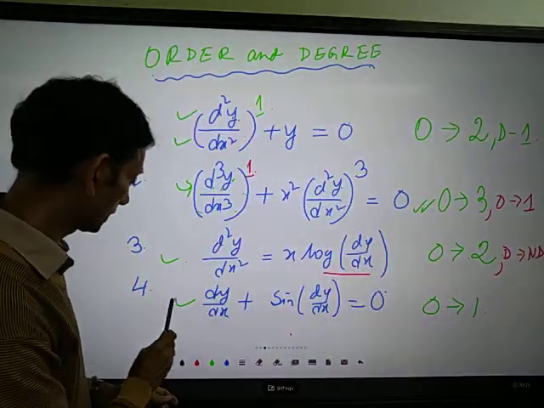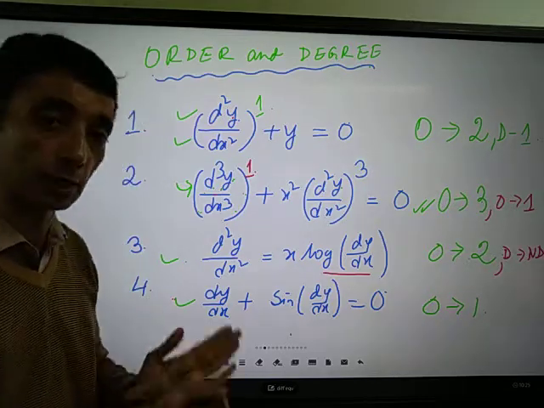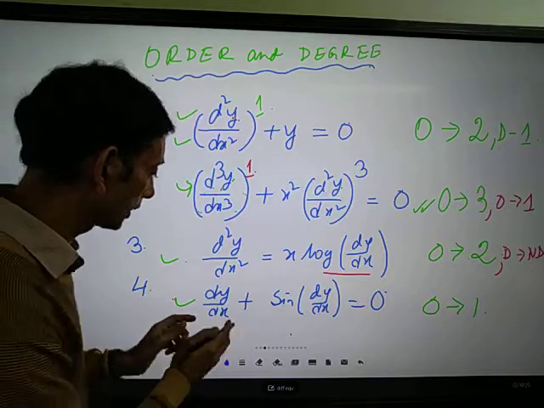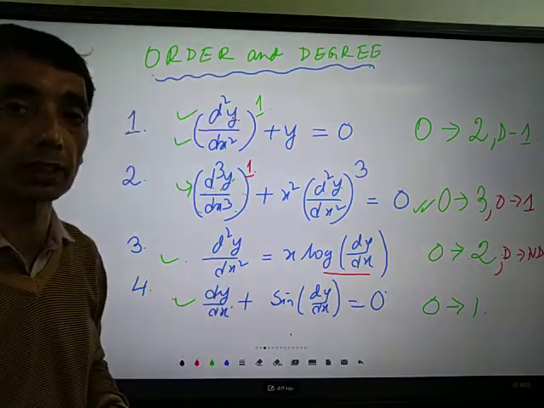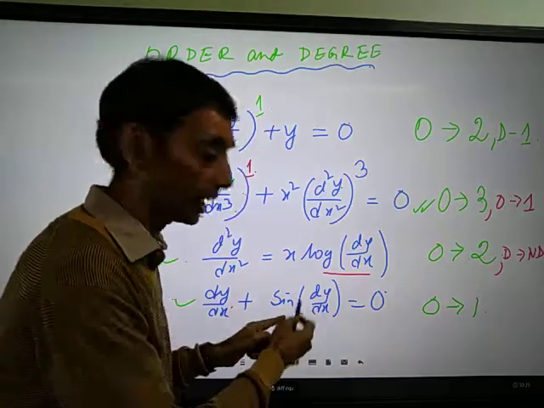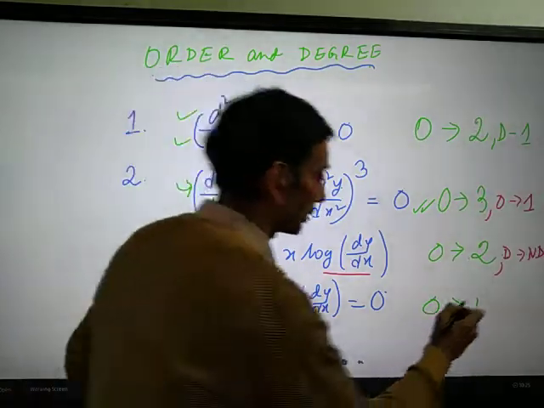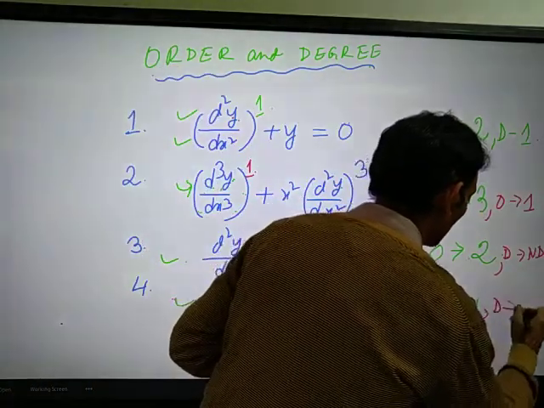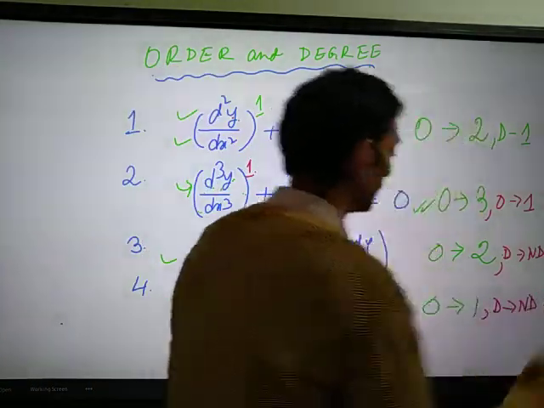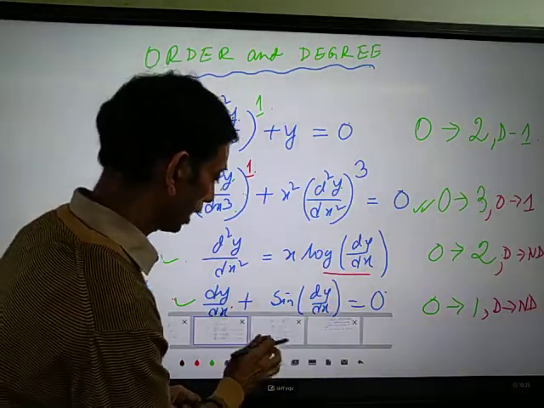Now again, see the fourth differential equation. Similarly to the third, this is also not a polynomial in dy by dx, because you have seen that dy by dx comes with the angle of sine dy by dx. So it's not a polynomial in dy by dx, and you can write that degree is not defined. So let's move to the other examples.